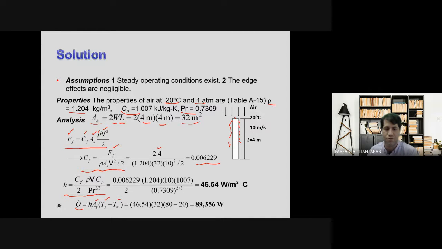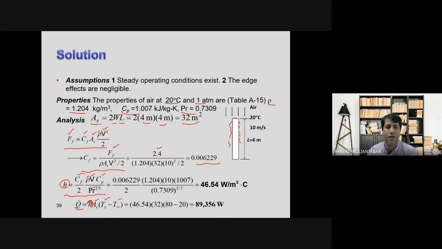If you remember, I told you to calculate Q dot, we need to have h. This h can be calculated by this equation: Cf divided by 2, rho V, Cp divided by Prandtl number to the power 2/3. We have all of this information, the Prandtl number. If we substitute, we can calculate h.